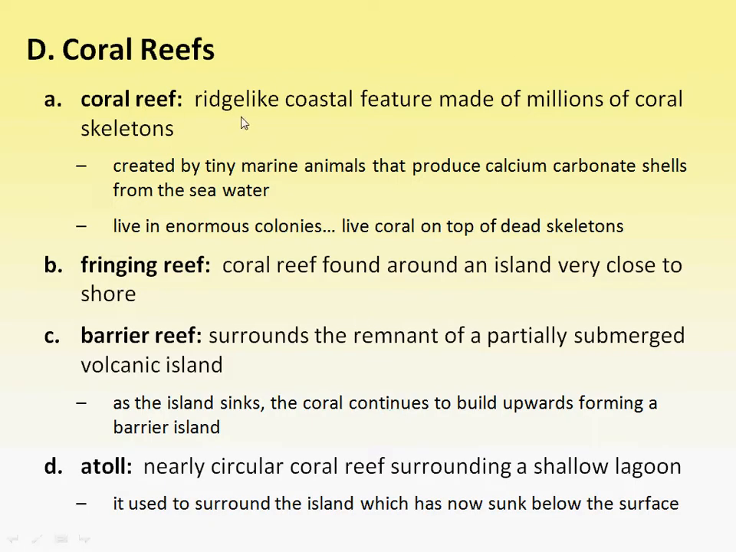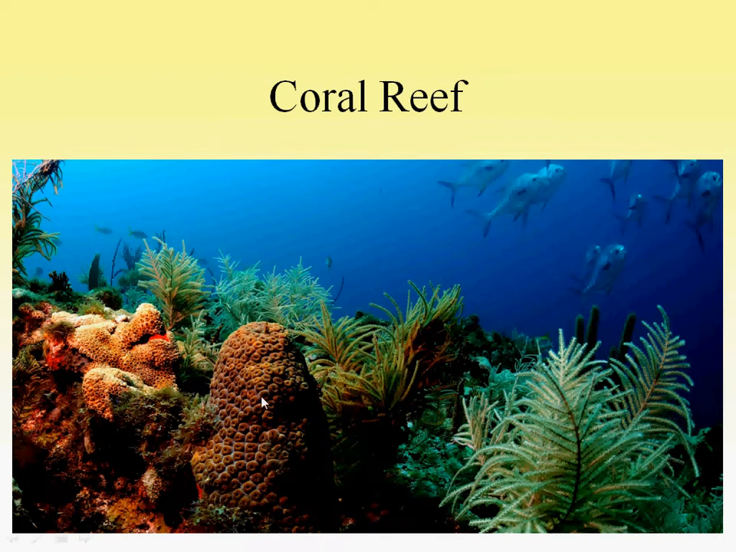A coral reef. Basically, we're talking about millions and millions of organisms, corals, little animals that produce this calcium carbonate shell. They live in colonies. A coral reef is the base, the millions of coral skeletons that were there before, and they're very solid and hard. What we see is what we think of as coral reefs, just like in this type of picture, right? Teeming with life. This is a very healthy coral reef. Underneath this is thousands and thousands of tons of dead coral skeletons that this is all living on top of.